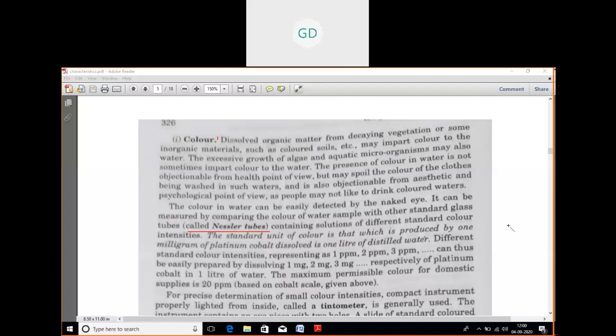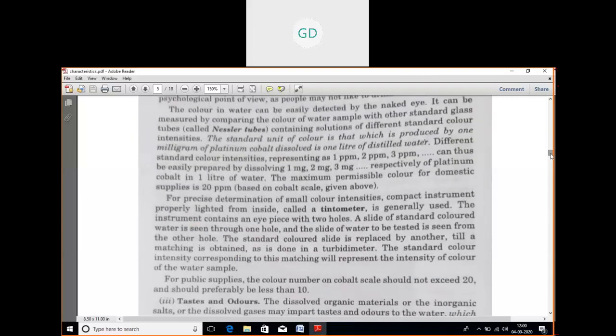There it is written that for 1 ppm the color is this much, for 2 ppm the color is this much. That is a standard one, already given. So if your sample color and the Nessler's tube color match, you can find out that it is 1 ppm or 2 ppm. You can measure like that. And for accurate or precise determination of color, there is one apparatus named tintometer. You see this one? This is for precise determination of small color intensities. You can use the tintometer as your apparatus.